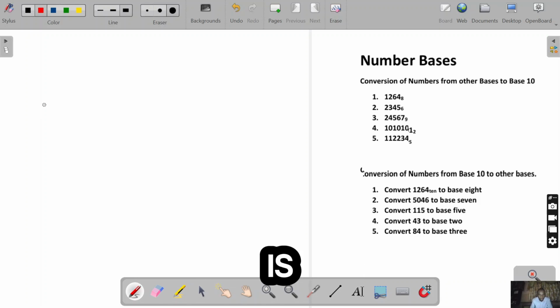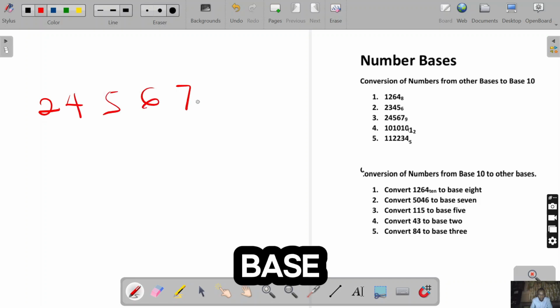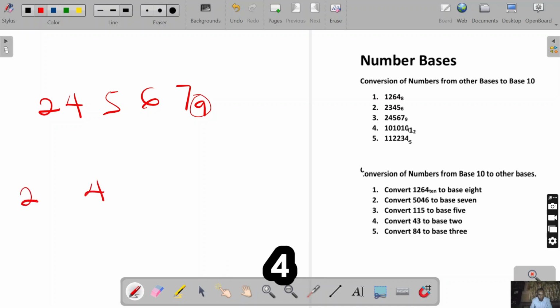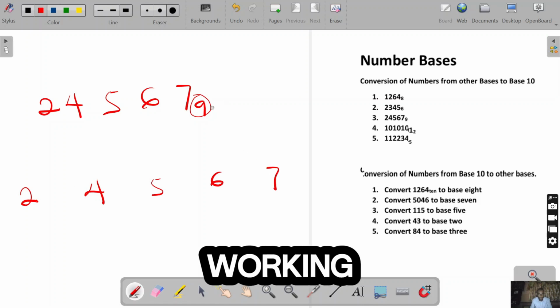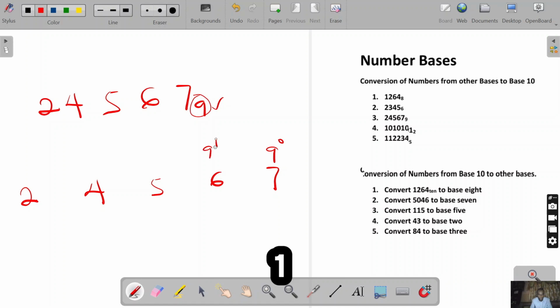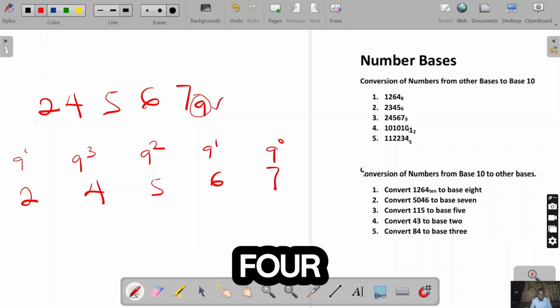So the next question is 2, 4, 5, 6, 7 base 9. Don't forget base 9. Each of the other digits must be less than this 9. So just like we did earlier, 2, 4, 5, 6, 7. Because we are working in base 9, say 9 raised to power 0, 9 raised to power 1, 9 raised to power 2, 9 raised to power 3, and 9 raised to power 4.